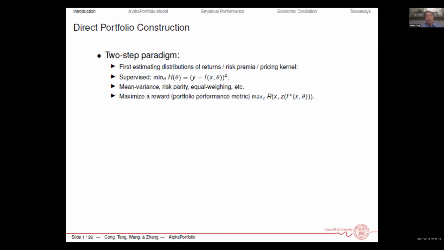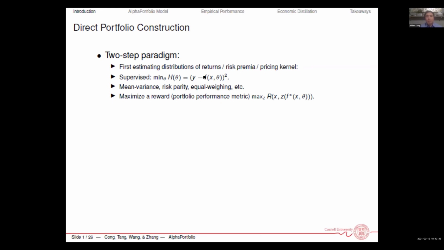So what is the age-old classical problem we have? Portfolio management. And I'm going to make a claim that most of the existing approaches take a two-step approach. What do we do? First step, we estimate the distribution of returns. So, risk premium, recovering the pricing kernel and all that. And it's typically done through a supervised learning approach, right? Regressions, you name it. There are different ways of doing it.